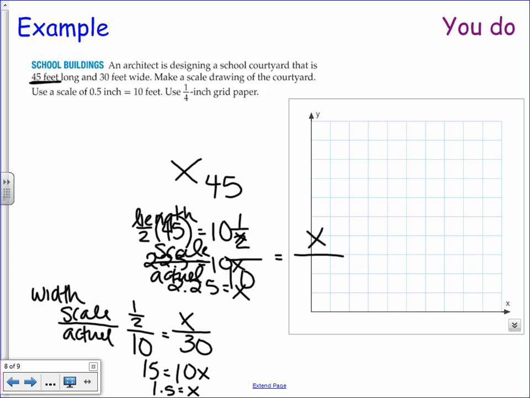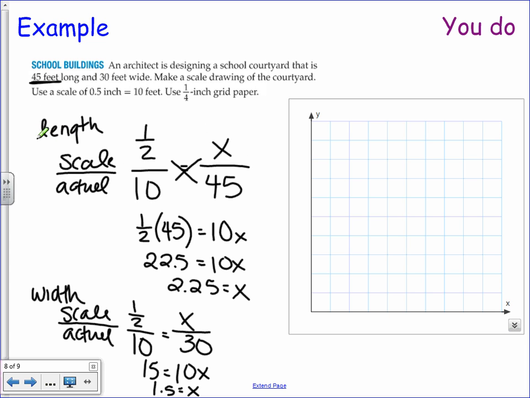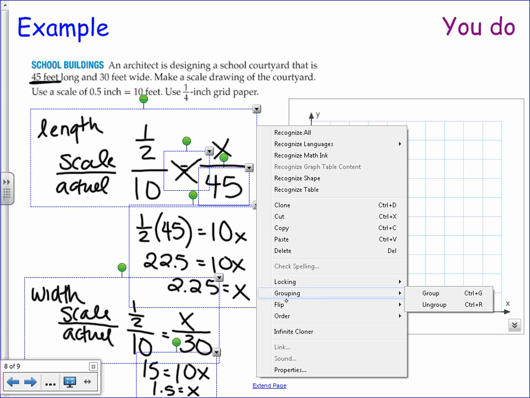Let me shrink this down a little bit. Whoopsies. Where are we? There we go.